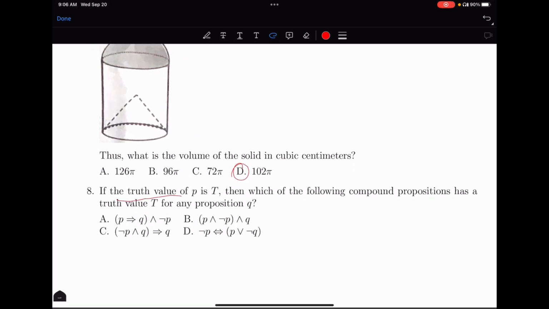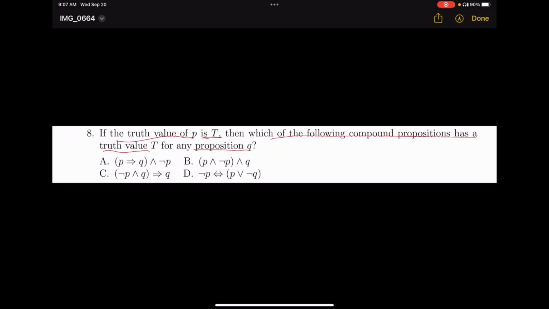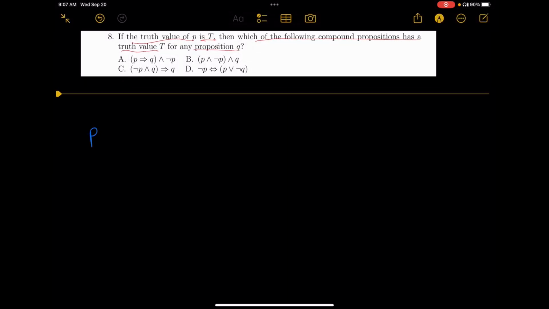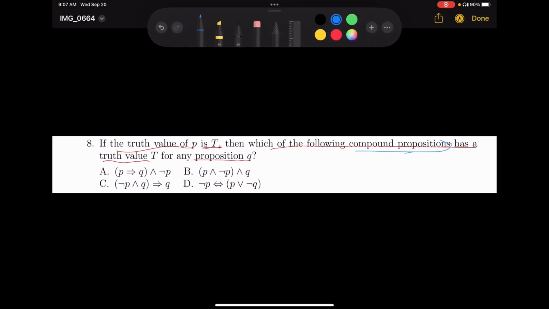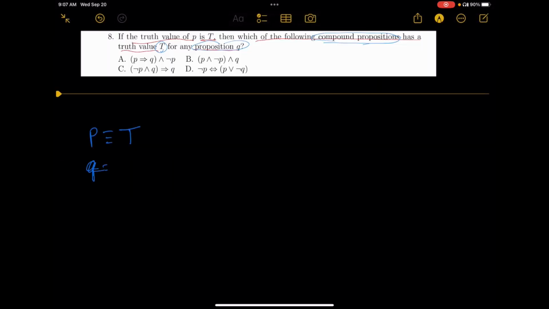ስምንተኛ if the truth value of p is true, okay, then which of the following compound propositions has a truth value true for any proposition q? ለዛ truth value of p true ነው። okay, ለዛ the p true ነው። then which of the following compound propositions has a truth value true for any proposition q? okay, so q, it can be either true or false. okay, it can be true or it can also be false.